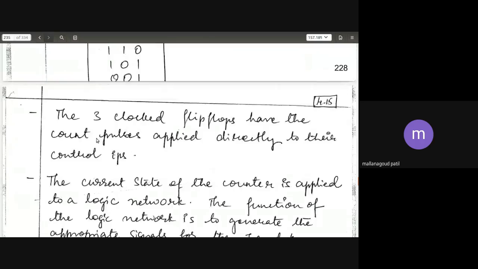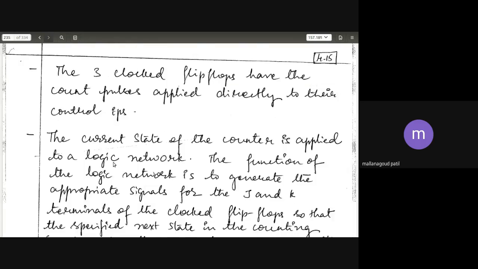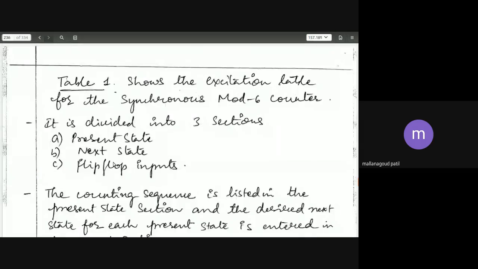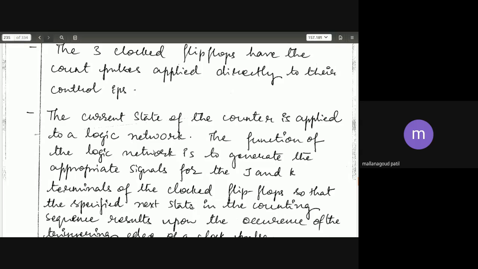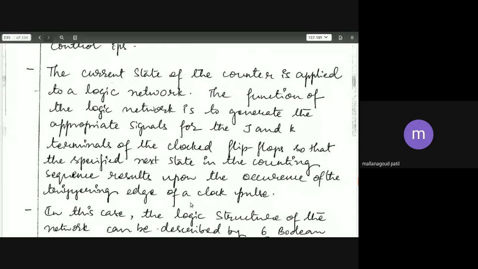Then the 3 clocked flip flops have the count pulses applied directly to the clock inputs. That you know. Because it is a synchronous concept, all the flip flops have to be connected simultaneously to the clock. The current state of the counter is applied to the logic network. The function of the logic network is to generate the appropriate signals for the J and K terminals of the clocked flip flops, so that the specified counting sequence results upon the occurrence of the triggering edge of the clock pulse.